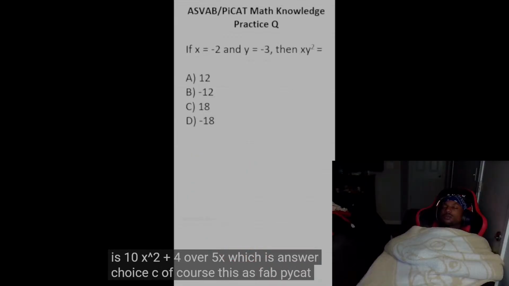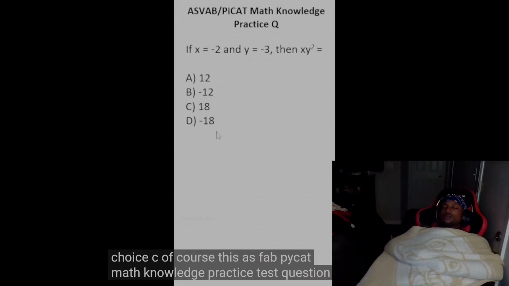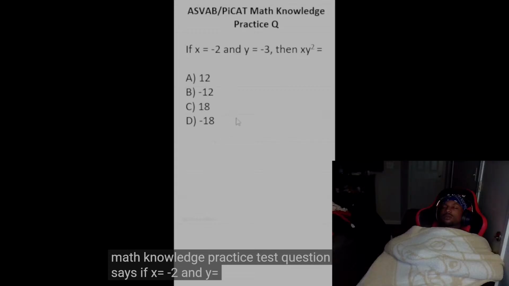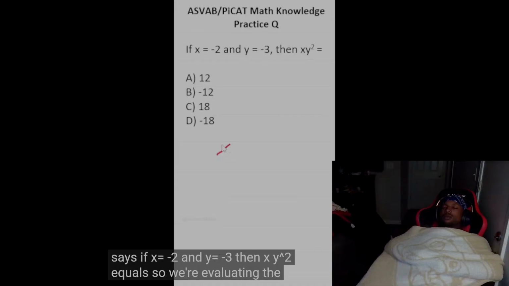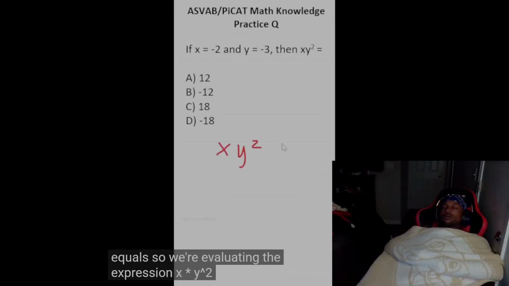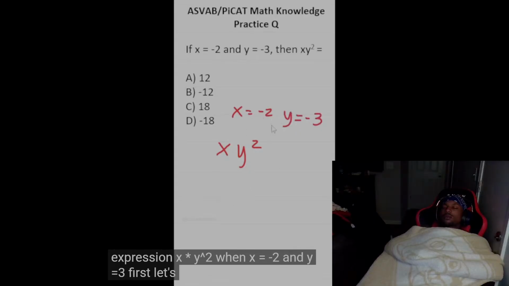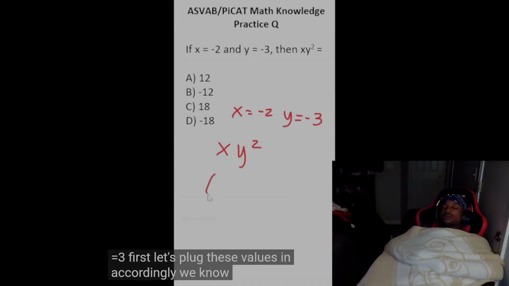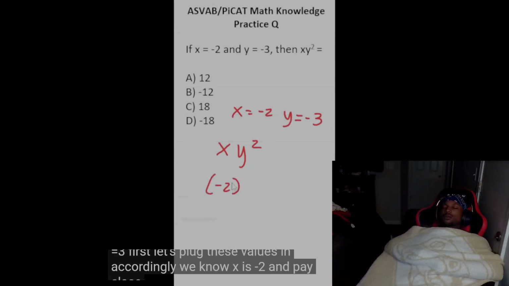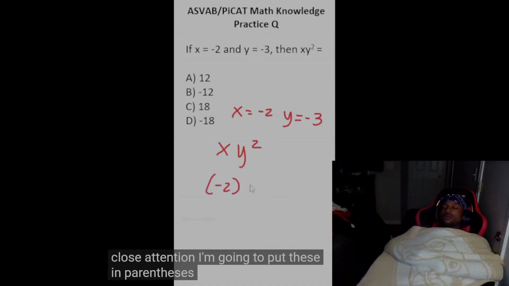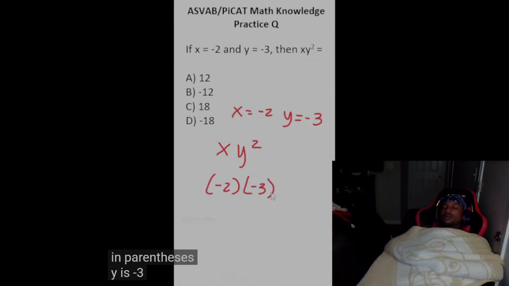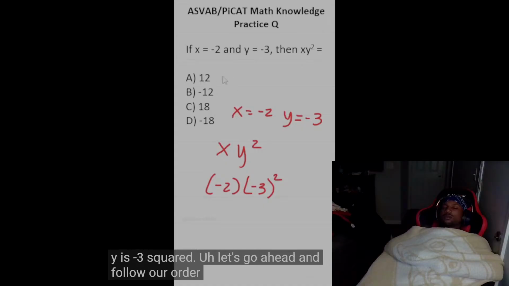This ASVAB PiCAT Math Knowledge Practice Test question says if x equals -2 and y equals -3, then xy squared equals. So we're evaluating the expression x times y squared when x equals -2 and y equals -3. First, let's plug these values in accordingly. We know x is -2. And pay close attention, I'm going to put these in parentheses. y is -3 squared.